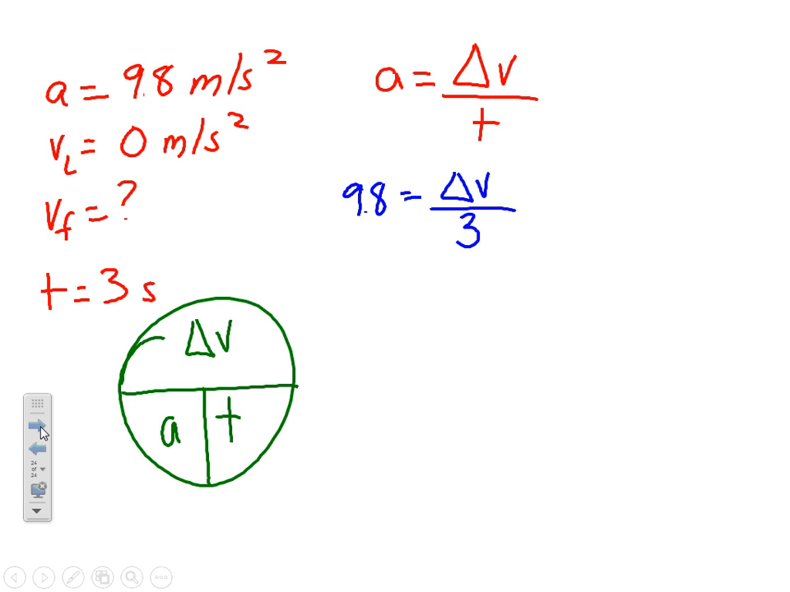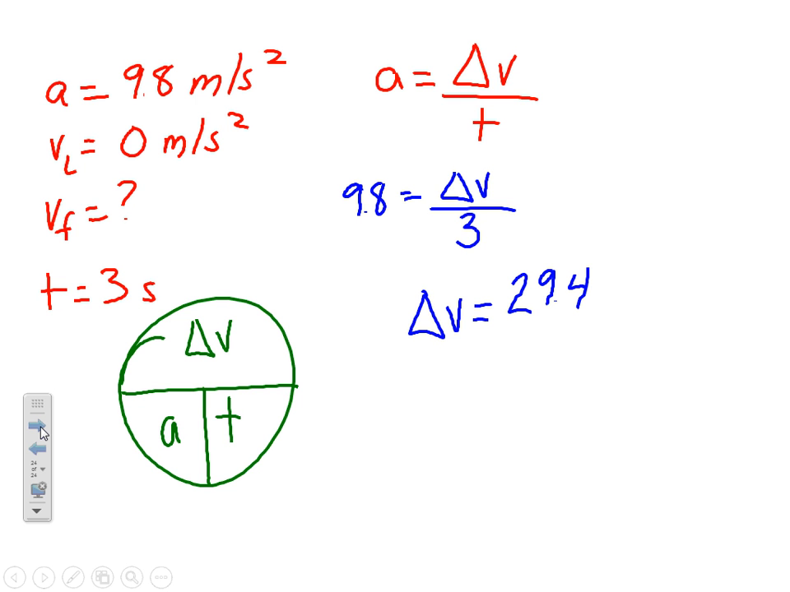So what are we trying to solve for? We're trying to solve for change in v. We're going to cover that up. Change in v is equal to acceleration times time. So we're going to take acceleration times time, 9.8 times 3. And when we do that, we're going to figure out that our change in v is going to be 29.4.